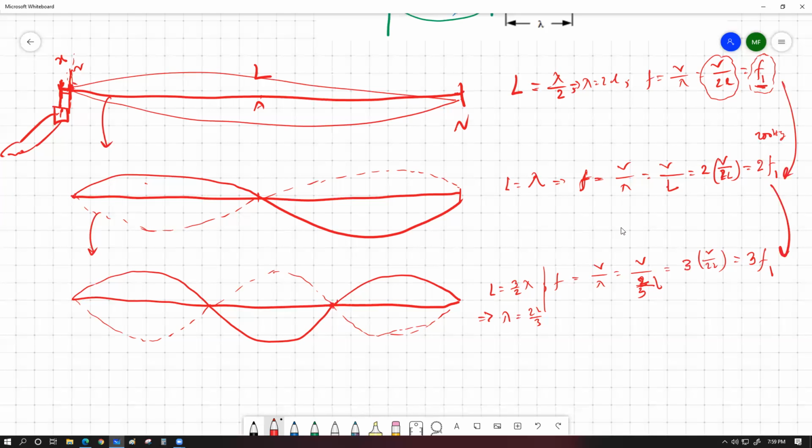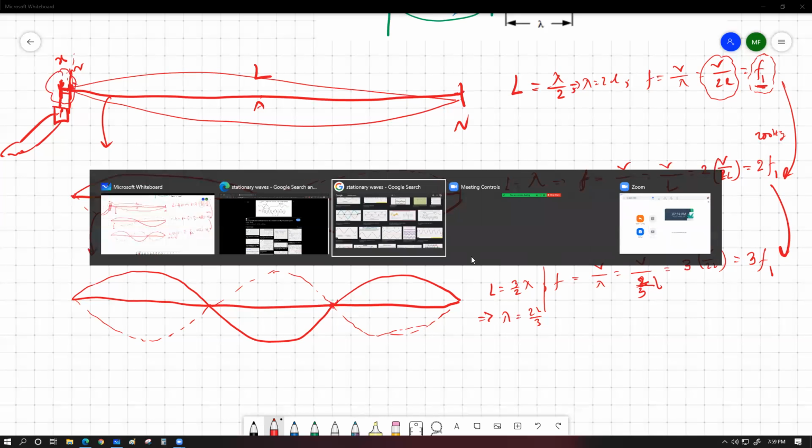This additional part is not so important for your syllabus because it is not highlighted for you. It is the video that I showed you in the very first class of the stationary wave situation.